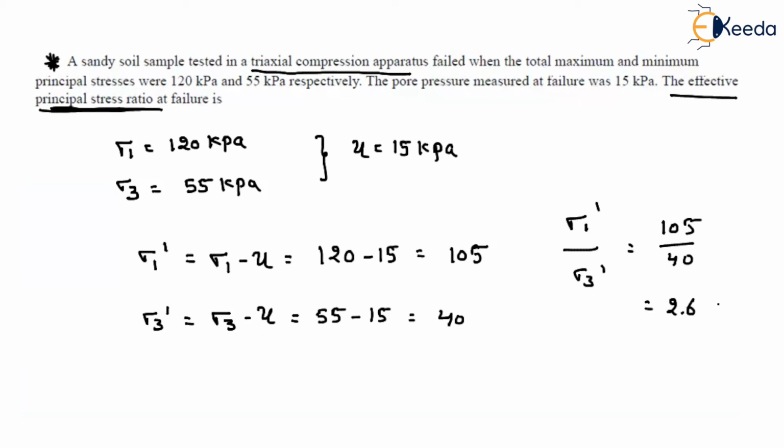Now, here there is some doubt. You know what it is? Here we are talking about the effective principal stress ratio. Suppose if I find sigma 1 dash minus sigma 3 dash, this is also an effective principal stress ratio. Similarly, if I take sigma 3 dash by sigma 1 dash, I'll say that is also an effective principal stress ratio, isn't it? So we should express the answer clearly. If nothing is mentioned, then we can take it as major divided by minor.